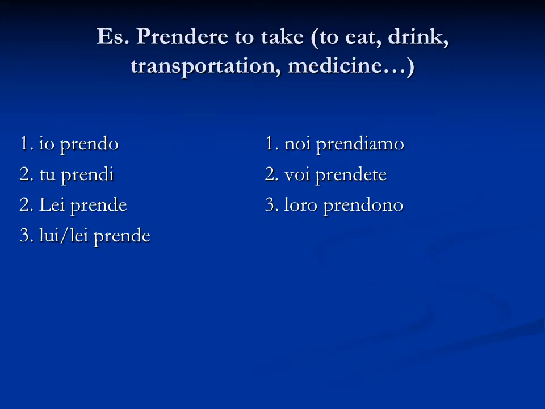Our next example is an -ere verb, prendere, meaning to take something to eat or to drink or to take transportation or medicine. Okay, and here are the forms. Io prendo, tu prendi, lei prende, lui, lei prende, noi prendiamo, voi prendete, and loro prendono. And do notice in the voi form we have the ete ending, which is the only difference between the -ere and the -ire forms, is that we have this ete instead of an ite here. Otherwise, though, the form is identical. So one more time without the subject pronouns. Prendo, prendi, prende, prendiamo, prendete, prendono.